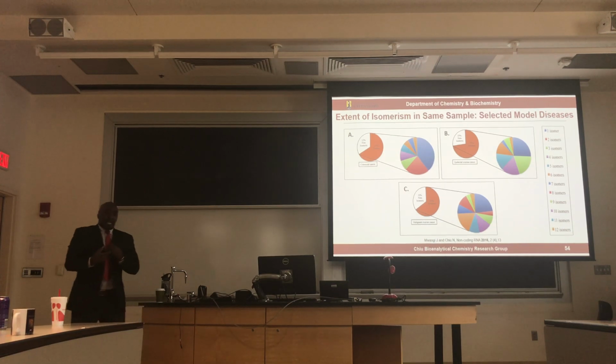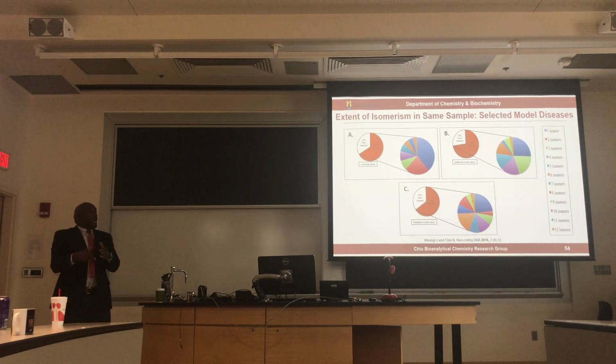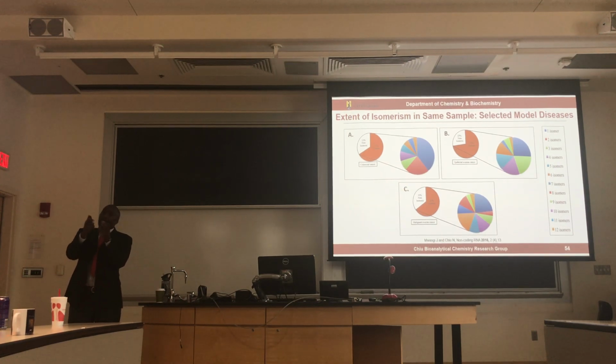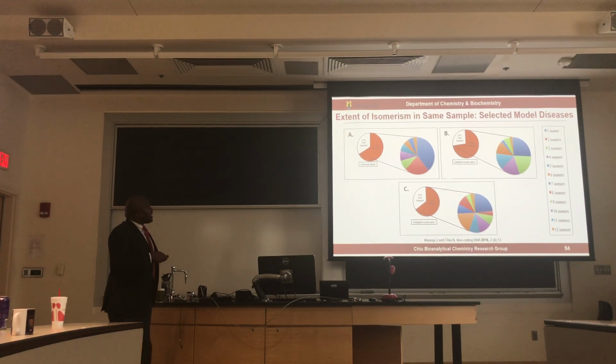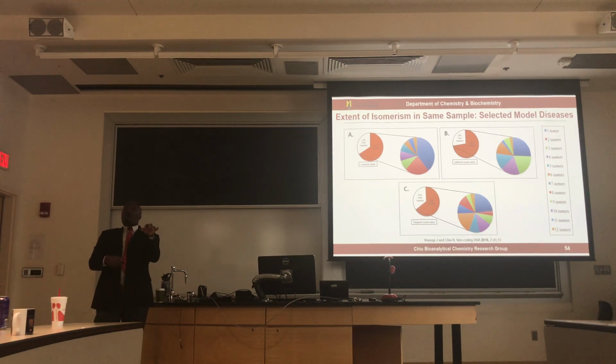So then we asked ourselves, because we are talking of coelution of microRNAs, how possible is it for isomeric microRNAs to exist in the same biological sample? So what we did is came up with 3 model diseases. One of them is colorectal cancer, the other one is epithelial ovarian cancer, and the other one is malignant ovarian cancer.